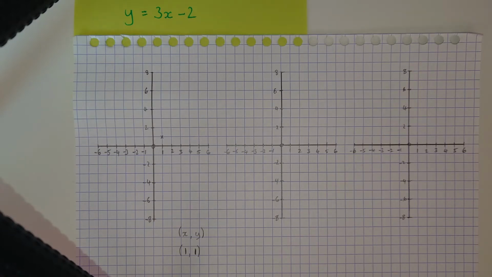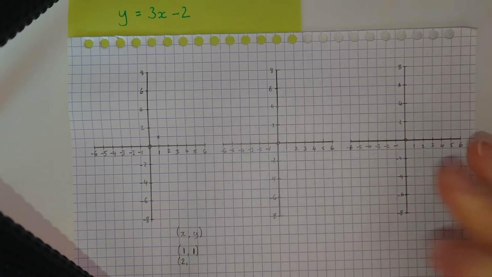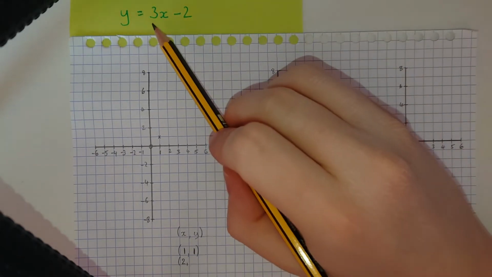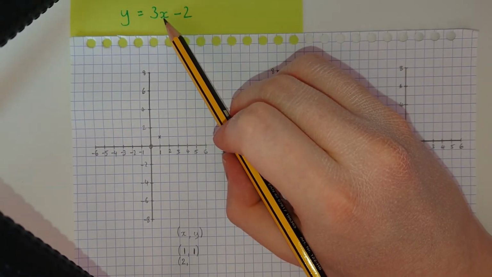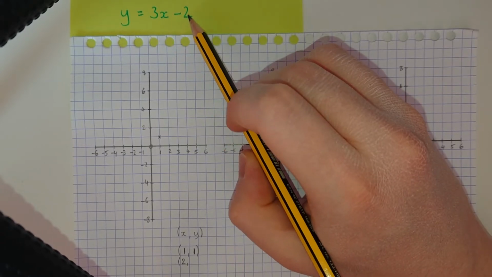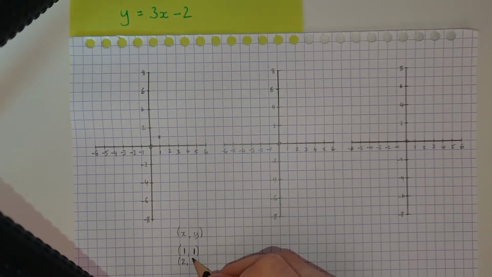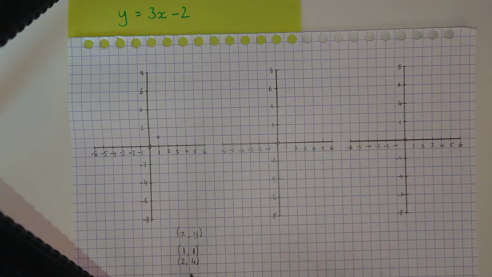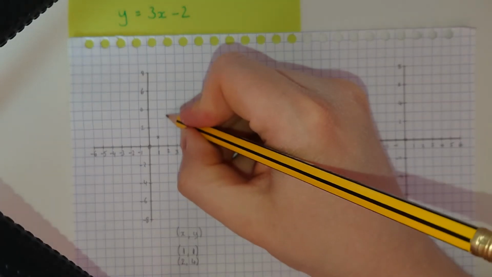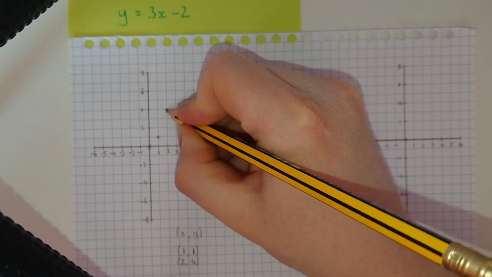I could have chosen another coordinate. How about if I choose input 2? Okay, 3 times 2 is 6. Take off 2 is 4. So if x is 2, the output y is 4. 2, 4 is also on the graph. There it is.